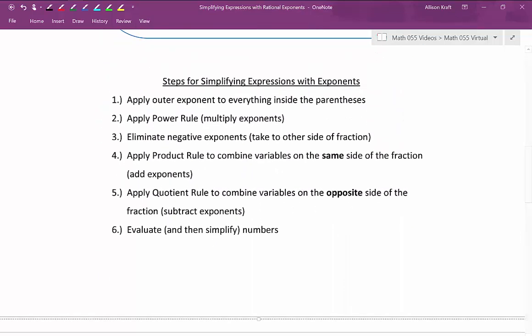The steps I like to follow for simplifying expressions with rational or any exponent are as follows. I always start by applying the outer exponent to everything on the inside. Then I apply power rule and multiply my exponents together. I eliminate negative exponents by taking factors to the other side of the fraction. I'll apply product rule to combine variables on the same side of the fraction, and I'll add the exponents. Then I apply quotient rule to combine variables on opposite sides of the fraction. Here we'll be subtracting the exponents. And then lastly, I evaluate and simplify the numbers.